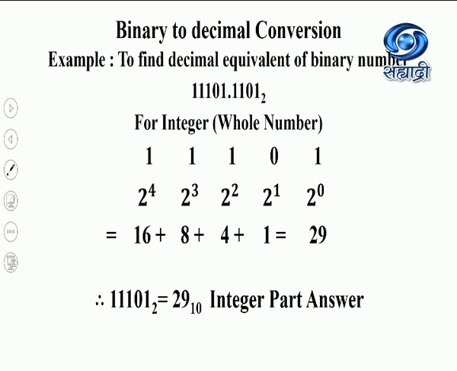If you carefully see, students, for the 0th bit position, the positional weight we are going to cancel out. We are not going to take it into consideration for solving the example. So after simplifying all these positional weights, we get the answer as 29. So 11101, the integer part of the example, the equivalent decimal number will be 29 here. So this is the integer part answer.